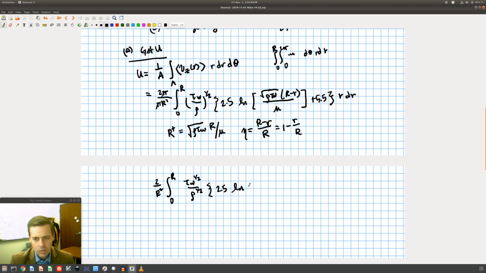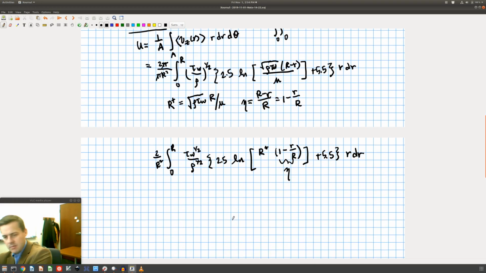2.5 natural log. And now inside the natural log, I'm going to have an R plus, which comes from that guy. Okay. And then I pulled an R out. So then that will be a 1 minus r over R out there. Great. So that one now will become eta. And then plus 5.5, close that, r dr. Okay, so I made the inside of my natural log a little easier, but I still need to worry about these guys right here.